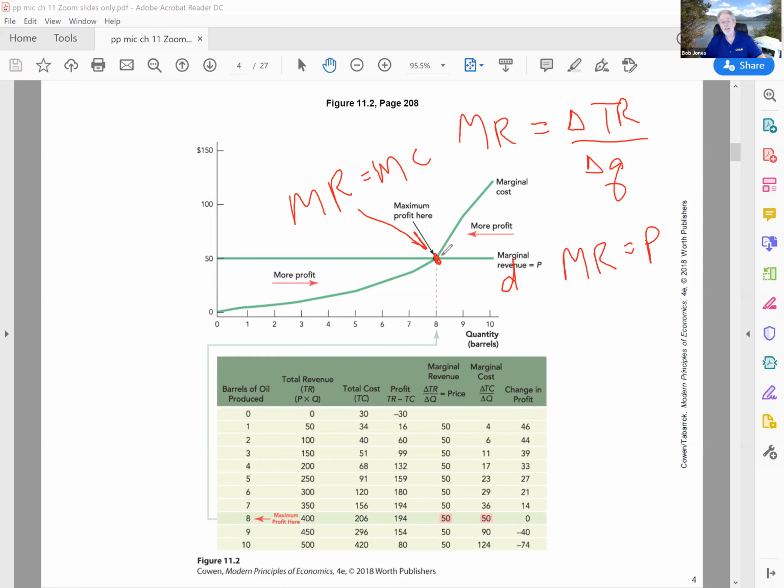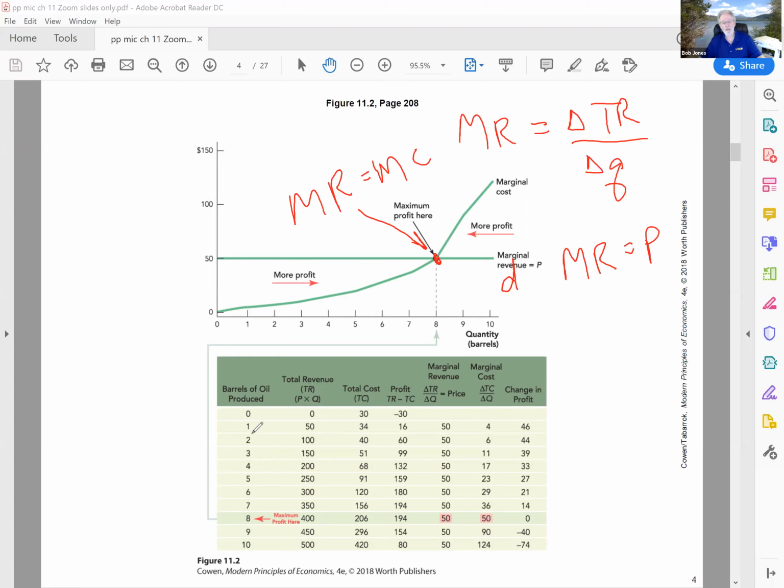And when he does that, recognize that on that very last unit, on the 8th unit, he's not making any profit, right? But he is making profit on all the first 7 units. So even though he's making no profit on the very last one, his profit is the highest that it can possibly be. You need to see that from the graph, and then also down here from the numbers.